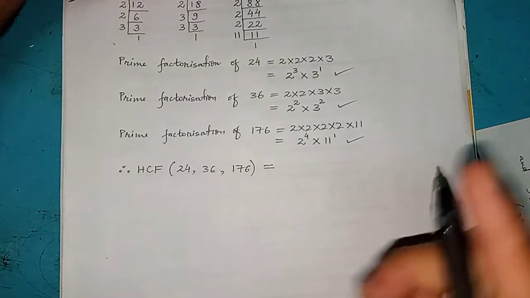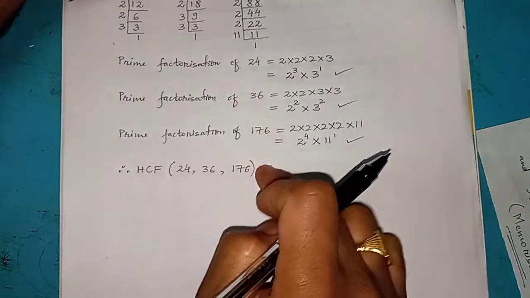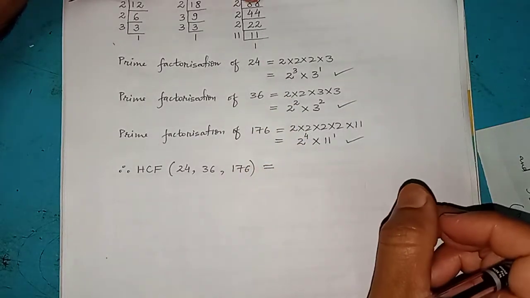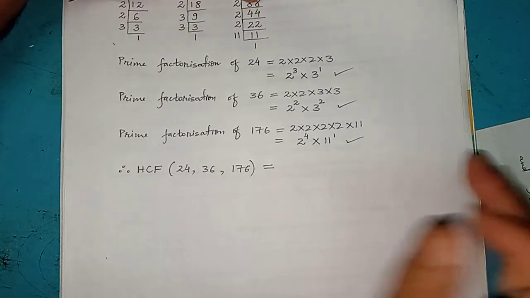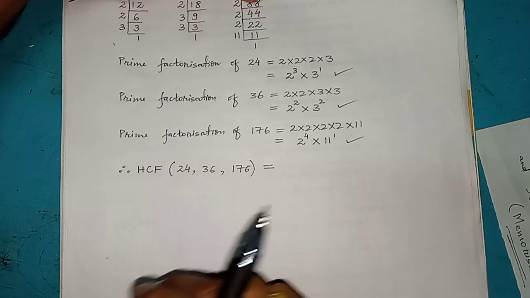Only in 1, only in 2 is not enough. It should be present in all 3 numbers. That factor should be a common prime factor of all the given numbers. So HCF is the product of all the common prime factors with the lowest power.